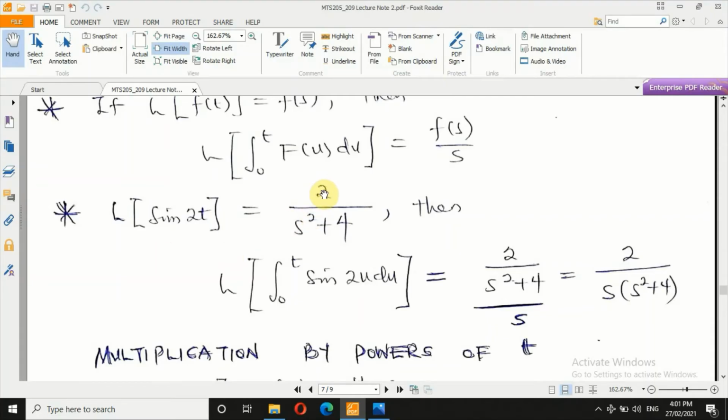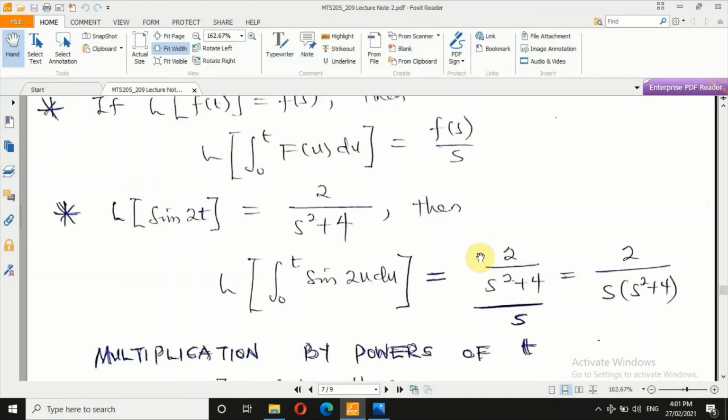The Laplace transform of sine at is a over s squared plus a squared. So the Laplace transform of sine 2t is 2 over s squared plus 4. Now what is the Laplace transform of the integral from 0 to t of sine 2u du? Can you see it now? Because we already know the transform of sine 2t.